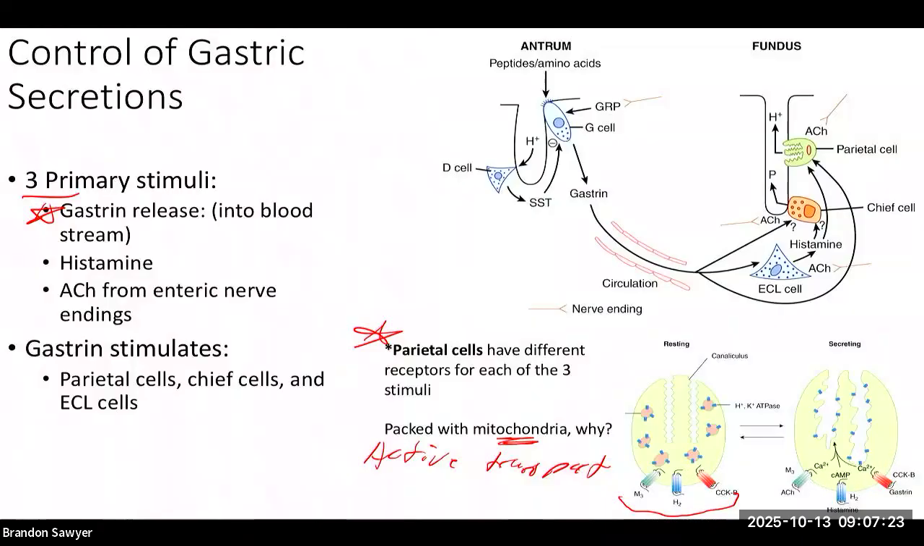So there's no other space in the body that the pH can get anywhere close to this, right? Down to 1 is super, super low, right? So these are very unique cells to be able to do this. Okay. Questions on that?